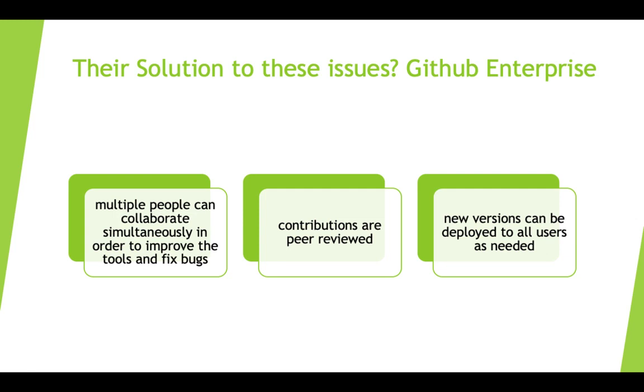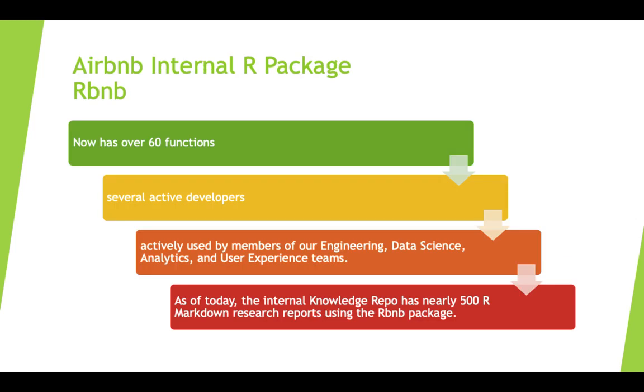So their solution to this was the GitHub Enterprise. They have their own GitHub, and as I said, they have this blog. So they publish some of their stuff publicly, and some of it is internal as well. But the big emphasis that he placed on this is the ability to peer review before stuff is posted. So they've now, in just the last 2 years, have over 60 different functions, several active developers.